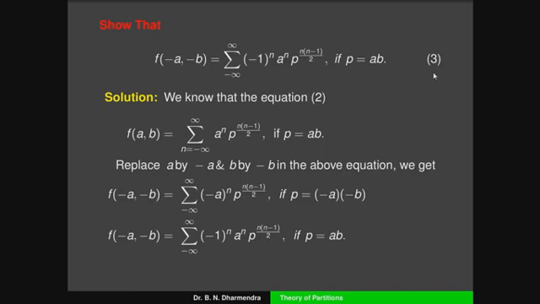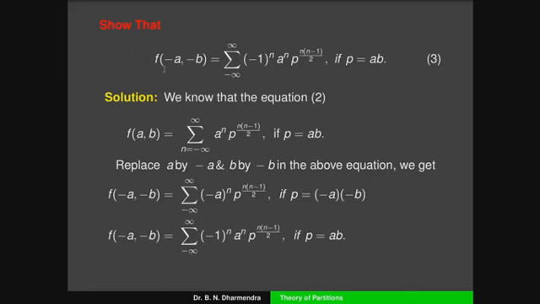So what are the first three results? Today's first result is that the theta function can be written in three different ways. The first one is f of x y comma x by y is equal to summation n from minus infinity to plus infinity, x to the power of n square into y to the power of n. The second result is f of a comma b is equal to summation n from minus infinity to plus infinity, a to the power of n into p to the power of n into n minus 1 by 2. We call this equation 2.